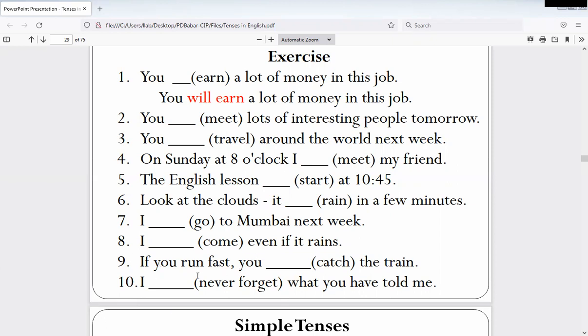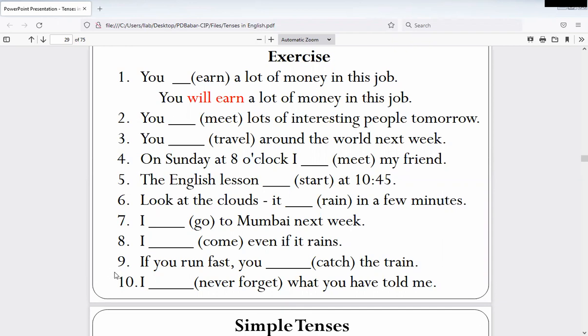Then the ninth sentence is, if you run fast, you (catch) the train. If you run fast, you (catch) the train. So here we'll use, if you run fast, you will catch the train. Okay, if you run fast you will catch the train.